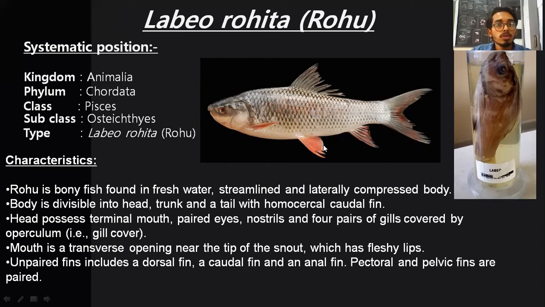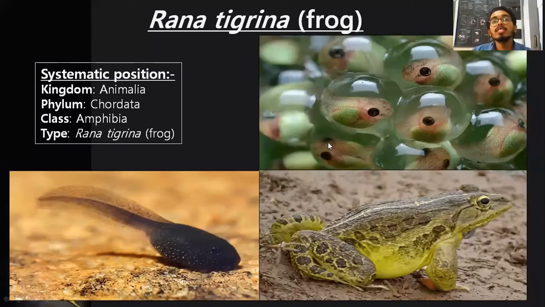So moving on to the next specimen, Rana tigrina, also called frog. This belongs to a little higher class. Moving on to its systematic position, it belongs to kingdom Animalia, phylum Chordata, class Amphibia, and the type specimen is Rana tigrina. The term amphibia is derived because this organism requires both water and land for the completion of its life cycle.